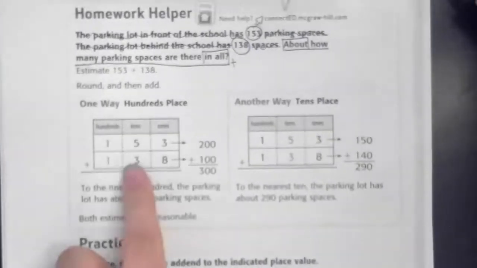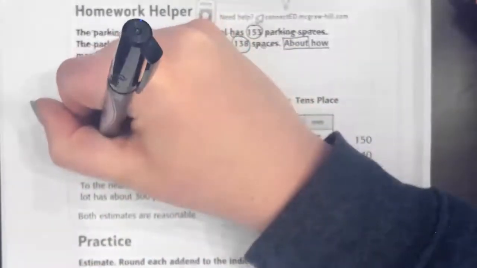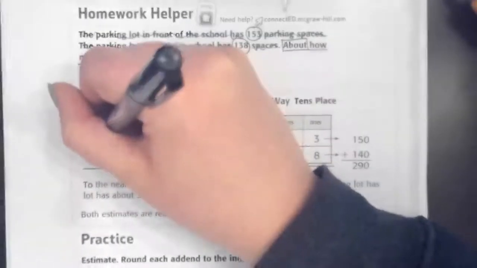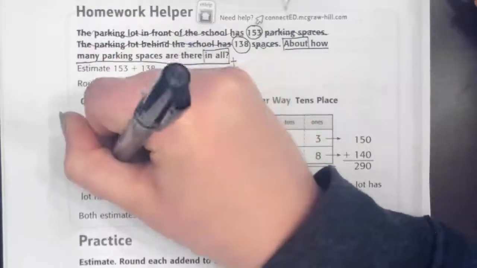So for this one, if I'm rounding to the hundreds place, if I remember my rounding rules, I'm going to underline the digit in the hundreds place. I'm sorry, circle the digit in the hundreds place. And then draw my arrow to the number next door.